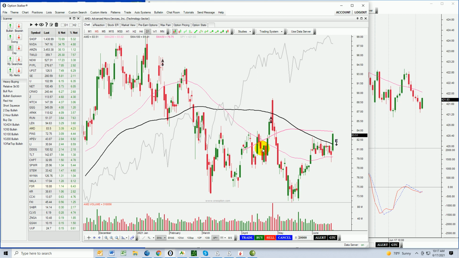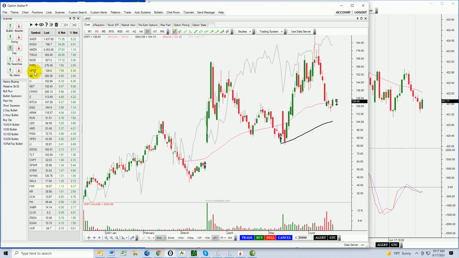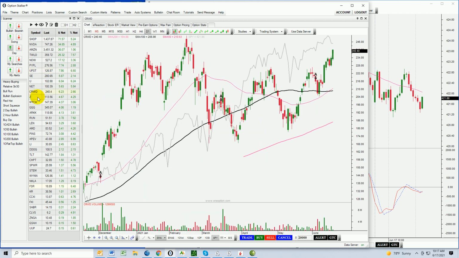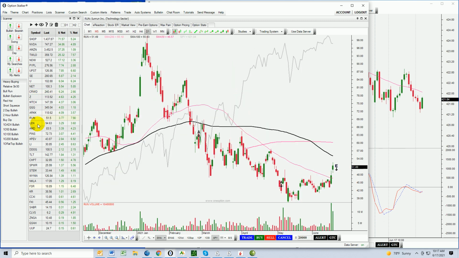AMD, by the way, I really like this one. It could be my pick of the day, but we're going to continue to take a look and see what else we can find. UPST, that was making a nice move. That's kind of a bouncer off that 50-day moving average. Very choppy, so I would not be as excited about that as I would be with NET, which is breaking out to a new high. Nice through resistance there, RUN. I'm going to continue to take a look.